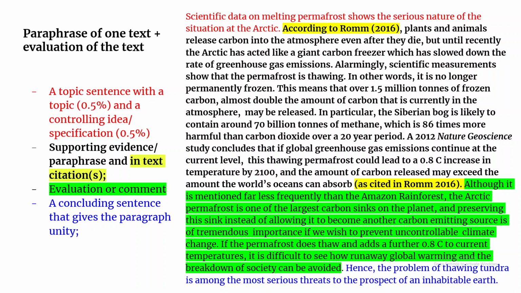It will have a topic sentence with two parts, which is highlighted in red. It will have a paraphrase section or supporting evidence section taken from research, which is highlighted in black. The section in green is the evaluation of the significance or the writer's comment, and the final section is a concluding sentence which gives the paragraph unity, and that is highlighted in blue.